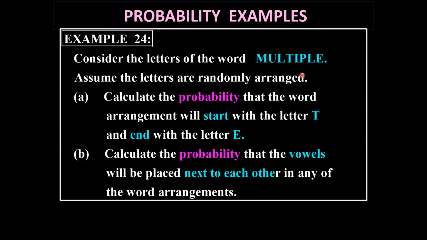Here we have the letters of the word multiple, and we assume the letters can be arranged randomly. And now we want to calculate the probability, right? Not the number, the probability that the word arrangement, in other words, using all those letters, will start with a T and end with an E. Then we have another probability that the vowels, so I need to know what vowels are, are placed next to each other. What would the probability be that the vowels will be placed next to each other in a word arrangement? Okay, so we're going to look at that.